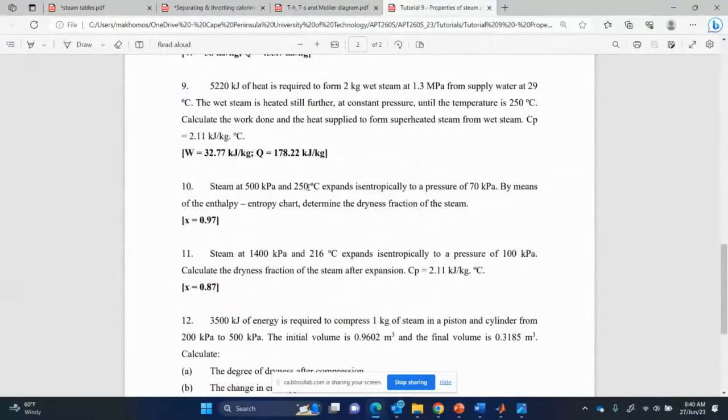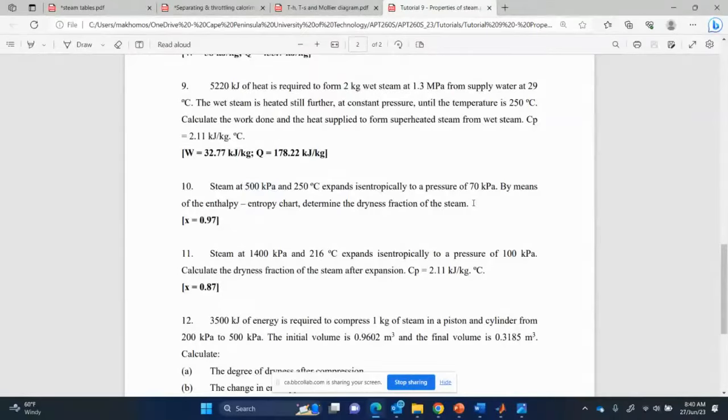We have the steam at point number 1. It is at 500 kPa and 250 degrees Celsius. When the steam expands isentropically, it means that the entropy does not change. Entropy at 1 is equal to entropy at 2. In other words, entropy at 500 kPa is the same as entropy at 70 kPa.